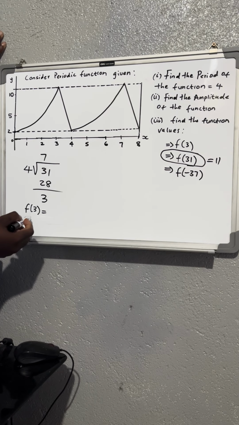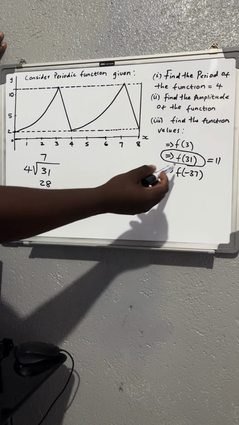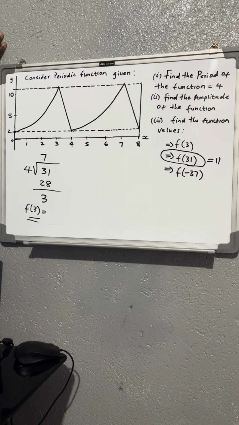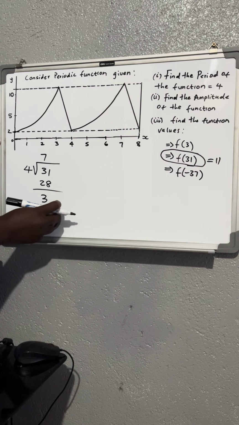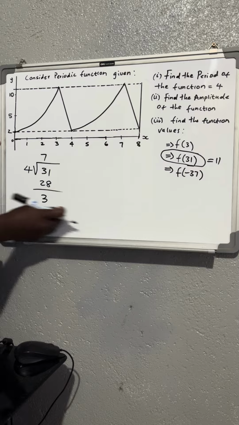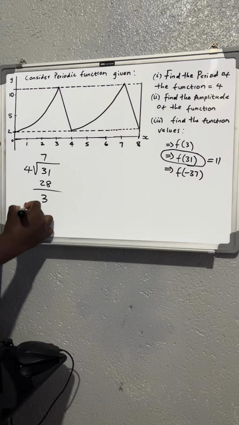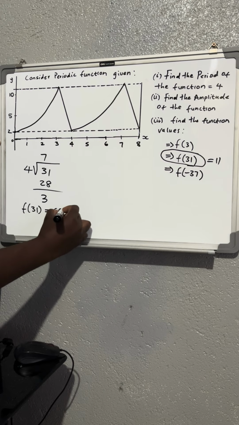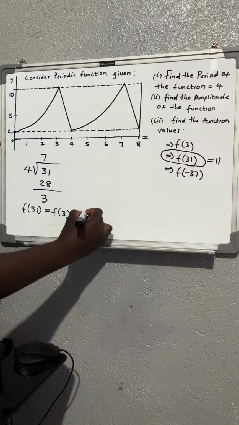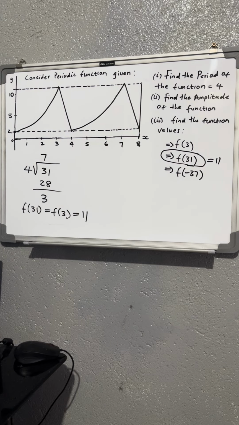Remember, we are working with f of 3, but in this question we were supposed to be working with f of 31. So we just reduced it. You've seen how we can do it in 2 ways. So actually here we're just supposed to write it like this, so that I don't confuse you: f of 31 is equal to f of 3, which is equal to 11. So something like that.